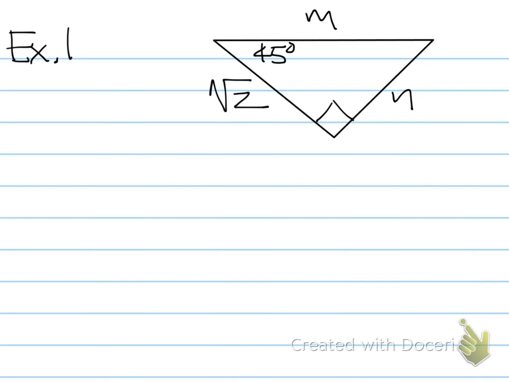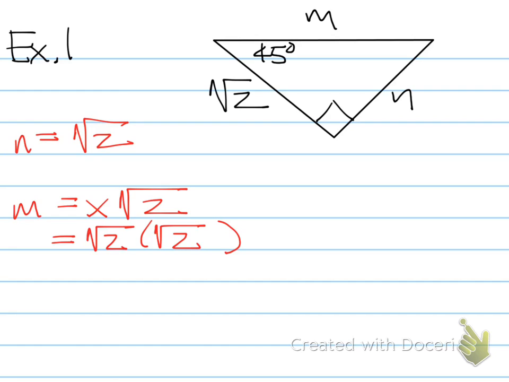All right, so in this example, we've got a 45, 45, 90 degree triangle. We are given the length of one of the legs. And again, the hypotenuse is just the length of one of the legs times the square root of 2. So we can immediately find that the other leg is going to be the same length as the leg that's given. And then m, the hypotenuse, is going to be the length of that leg, square root of 2, times the square root of 2. Square root of 2 times the square root of 2 is just 2.